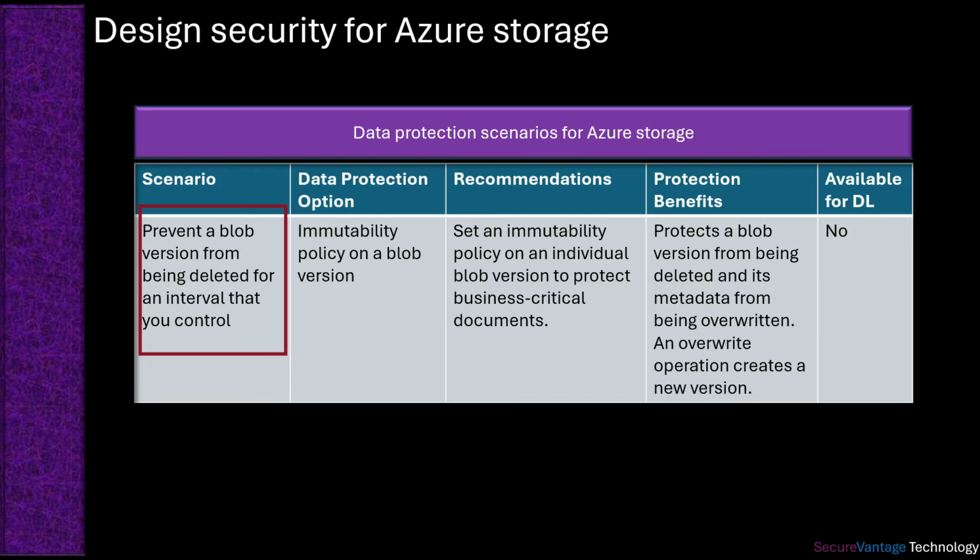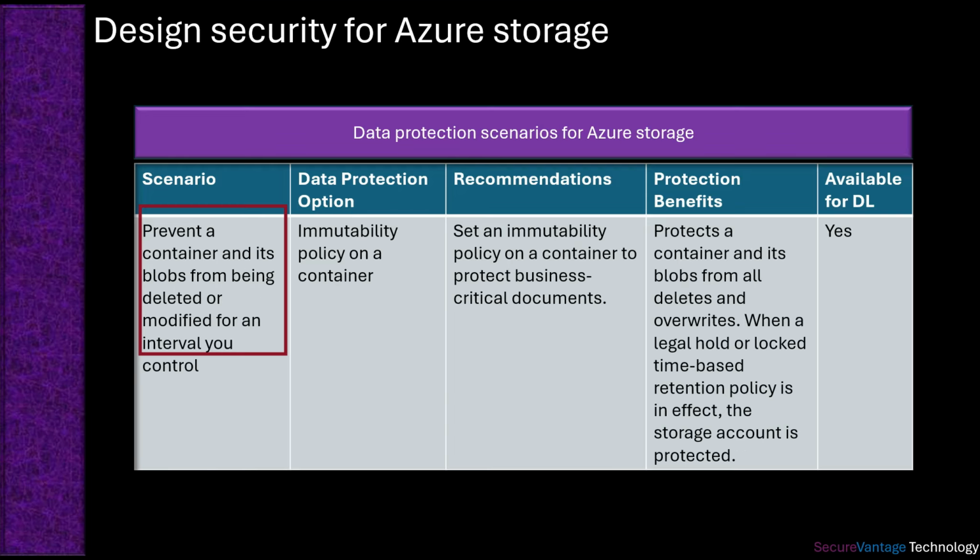Second data protection scenario for Azure Storage is prevent a blob version from being deleted for an interval that you control. Let's say you have a crucial document which is sitting in a blob that you don't want to lose or change for a certain period, maybe for legal reasons. Azure allows you to set an immutability policy on that specific version of the file. This policy acts like a protective seal, which ensures that particular version stays exactly as it is. No one can delete or modify it until you decide it's okay. This is especially useful for keeping important records safe and unaltered.